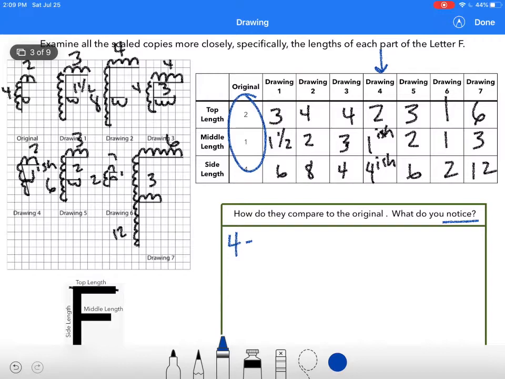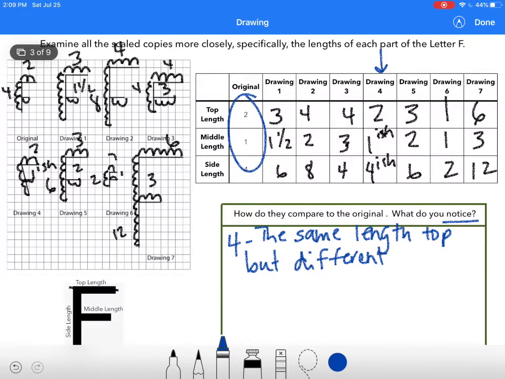4 has the same length top, but different side and middle lengths. So that one didn't grow at the same rate. It didn't grow all the parts together.